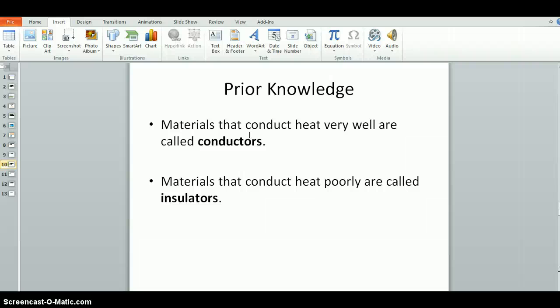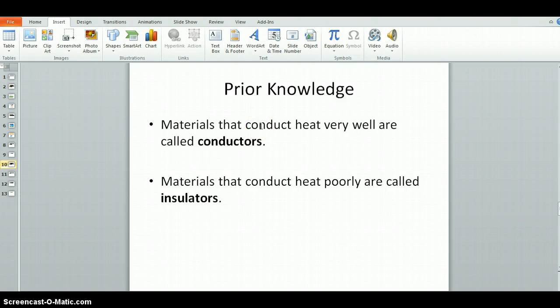And then we have poor conductors that we call insulators. And those are things we actually use to keep things warm. So we use insulators in our house to make sure that the heat can't escape and that the house stays warm. We use insulators in our coats to keep us warm so that the heat does not escape our body. So I want to make sure that that's very clear, that these are opposites from each other.